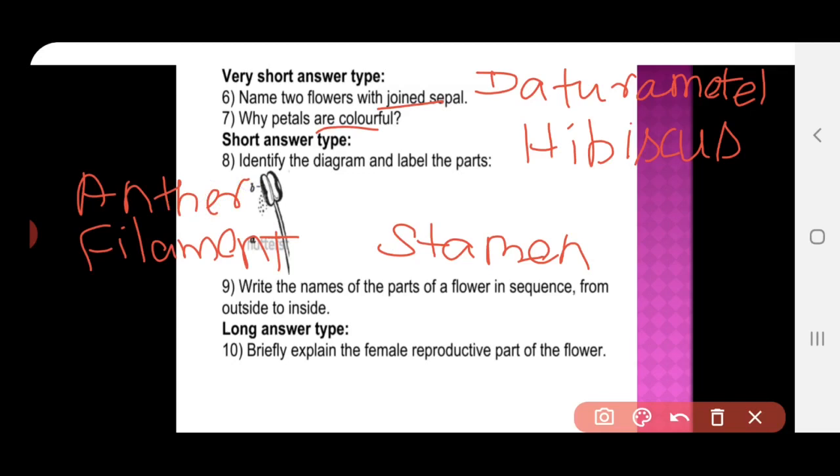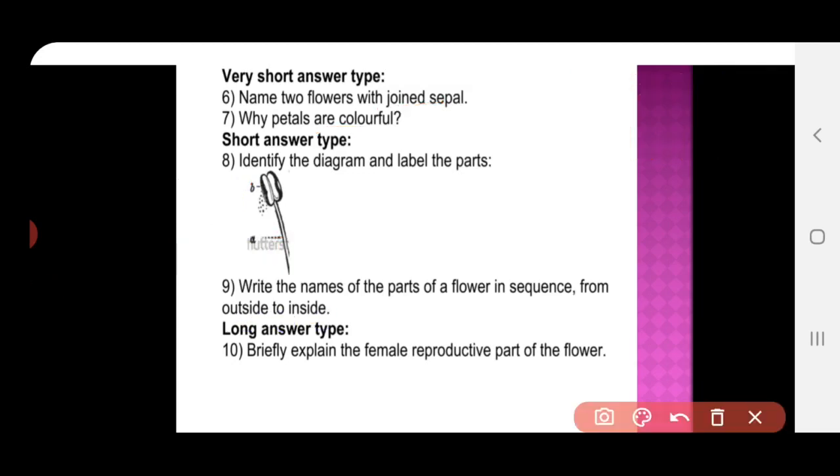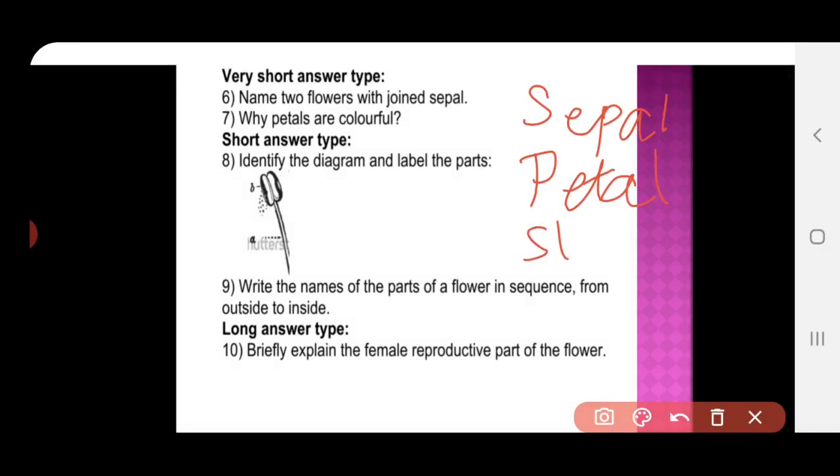And next, ninth question. Write the names of the parts of a flower in sequence from outside to inside. So from outside to inside, you have to list out. From outside, it is sepal and petal, and next to the petal it is the male reproductive part, which is stamen, and next it is pistil, okay, which is the female reproductive part.